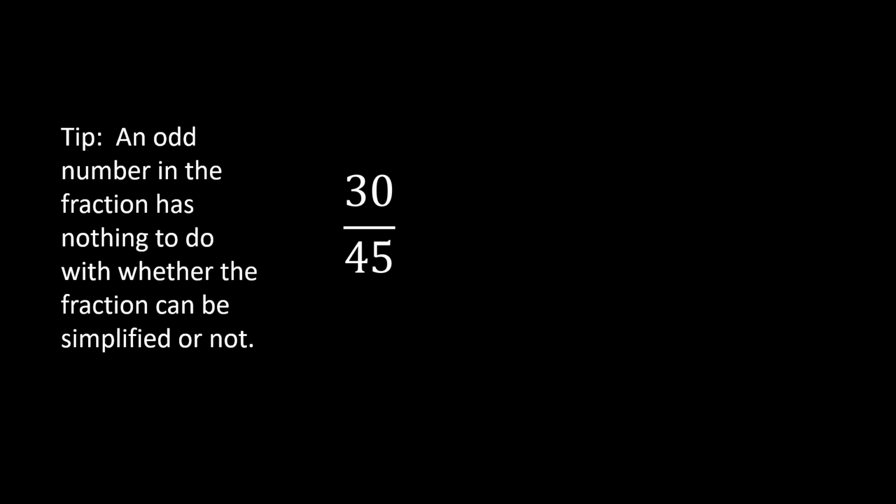In this example, we're going to simplify 30/45. Having an even numerator and an odd denominator has nothing to do with whether the fraction can be simplified. We want to know whether the numerator and denominator share any common factors. Both 30 and 45 are divisible by 5, so we're going to start there. And we'll divide our numerator by 5 and the denominator by 5. 30 divided by 5 is 6, and 45 divided by 5 is 9.